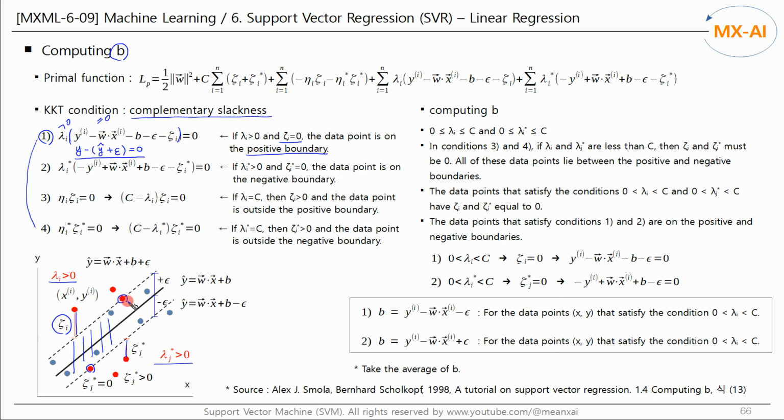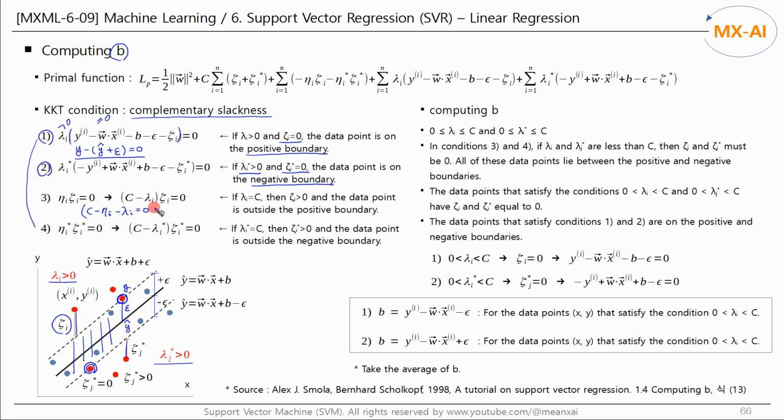For example, this data point is on the positive boundary. Likewise, in the second equation, among those with lambda star greater than 0, those with zeta star of 0 are on the negative boundary. For example, this data point is on the negative boundary.